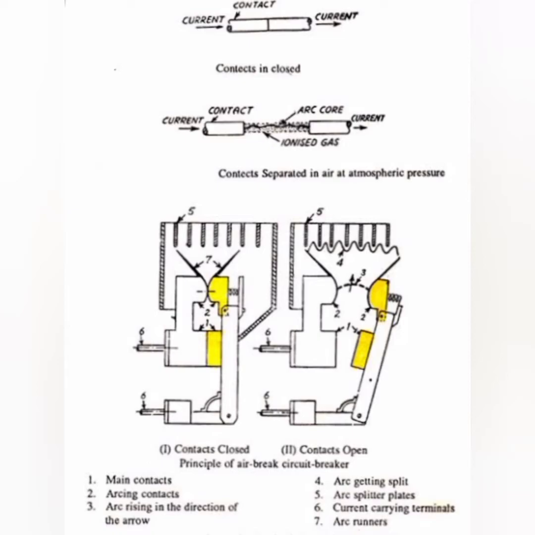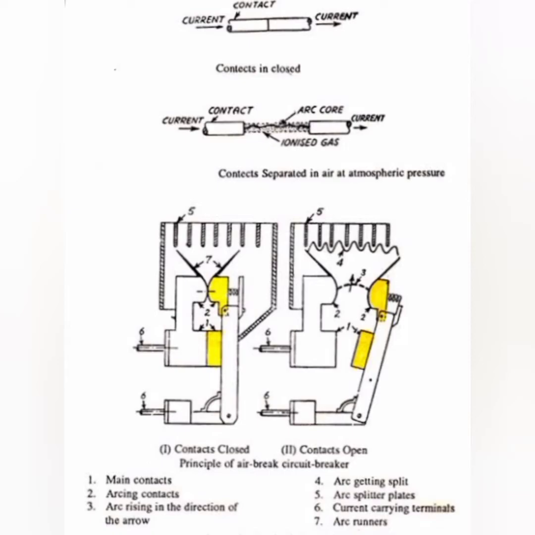First one is your main contact, second is your arcing contact, then the arc rising in the direction of the arrow, which means, as shown in the arrow, the arc gets induced, then the arc gets split. Fourth one is your arc gets split, that's also shown. Then fifth is your arc splitter plates.